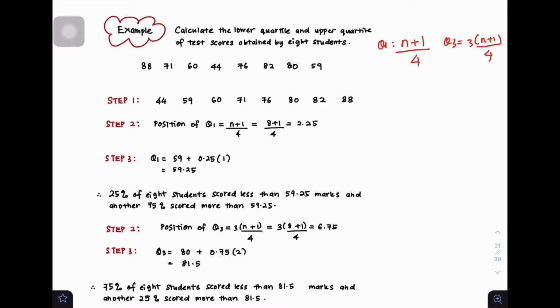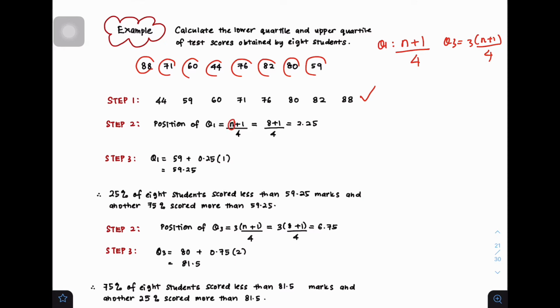Alright, so now kita ada data ni, calculate the lower quartile and upper quartile of test score obtained by 8 students. So we have 88, 71, 60, 44, 76, 82, 80 and 59. Remember, the first step is to arrange your data into ascending order, susunan menaik. So kita start dengan 44, and then 59, 60, 71, 76, 80, 82, 88. So now we want to know what is the position, kat mana duduknya kita punya lower quartile Q1.